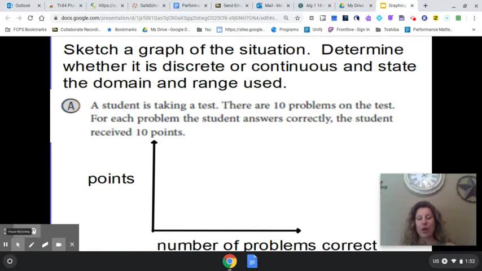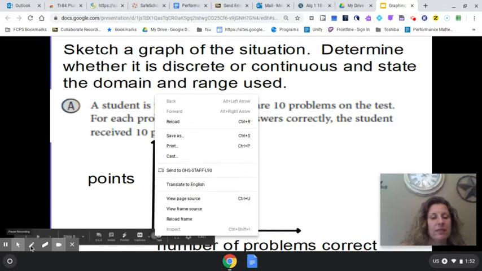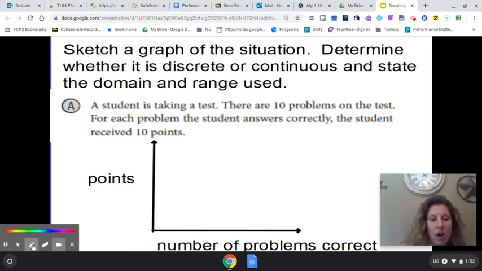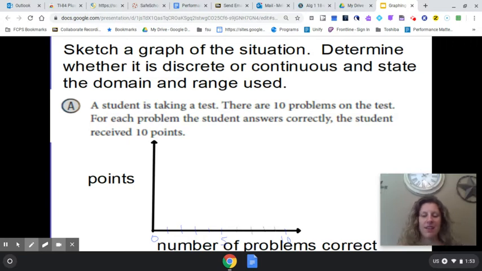Okay, so for number of problems correct, we could have anywhere from 0 problems correct all the way up to 10 problems correct on the quiz or the test. So 0 to 10. 5 is in the middle. 1, 2, 3, 4, and 6, 7, 8, 9. I'm just counting by ones across that x-axis. And again, that's representing the number of problems correct.